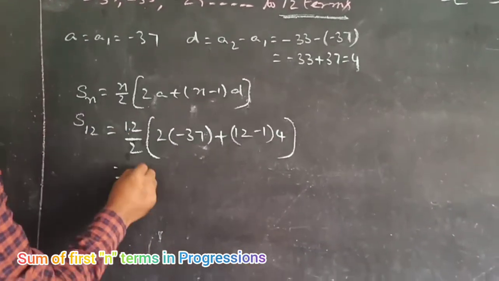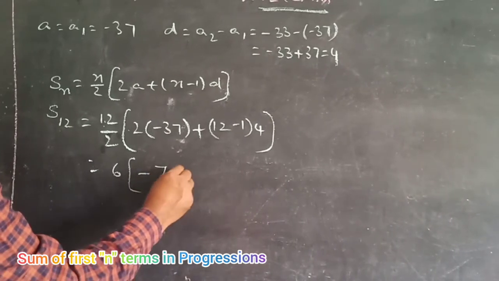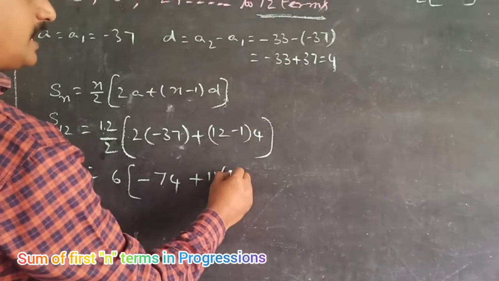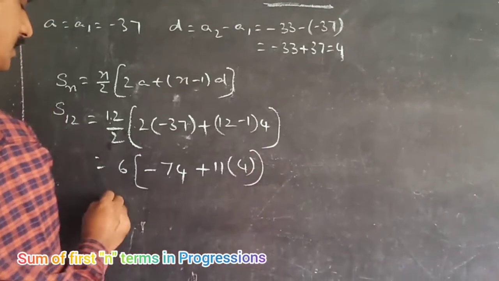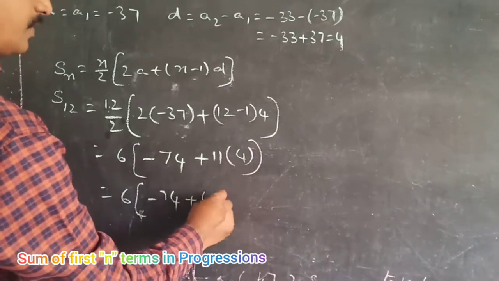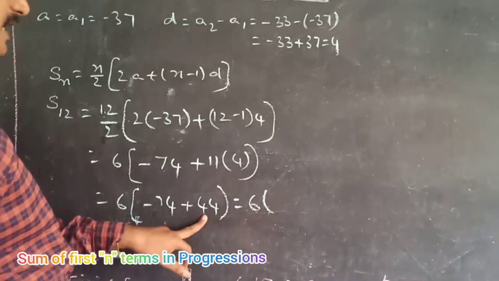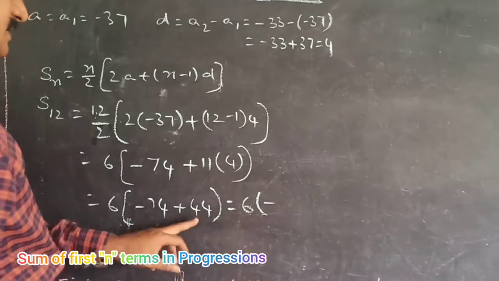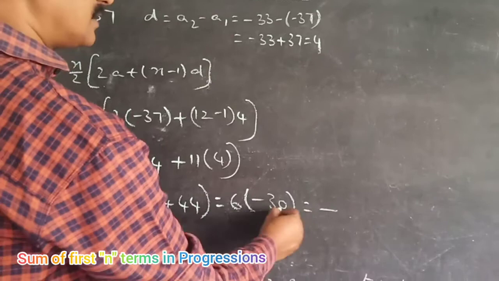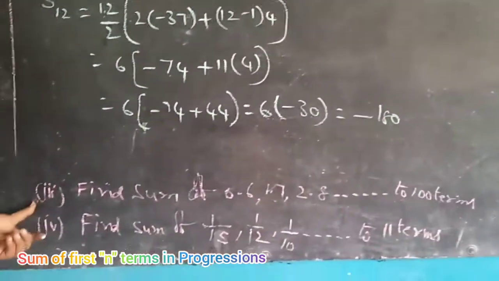So 12 by 2 gives 6 into (minus 2 times 37, which is minus 74, plus 11 into 4). It is equal to 6 into (minus 74 plus 44). What is the result value? Minus 30. Six into minus 30 is minus 180.